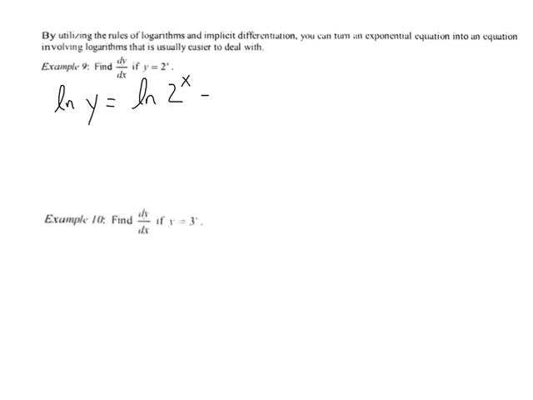When I do that, one reason I do that is because I can bring that power of x down to the front. Oops. Let's erase that a second, because it should be natural log of 2. Okay, and now we're going to take the derivative of both sides.